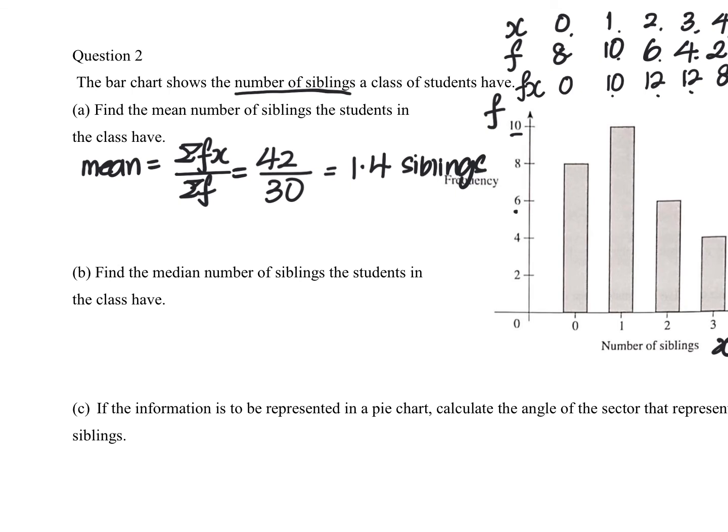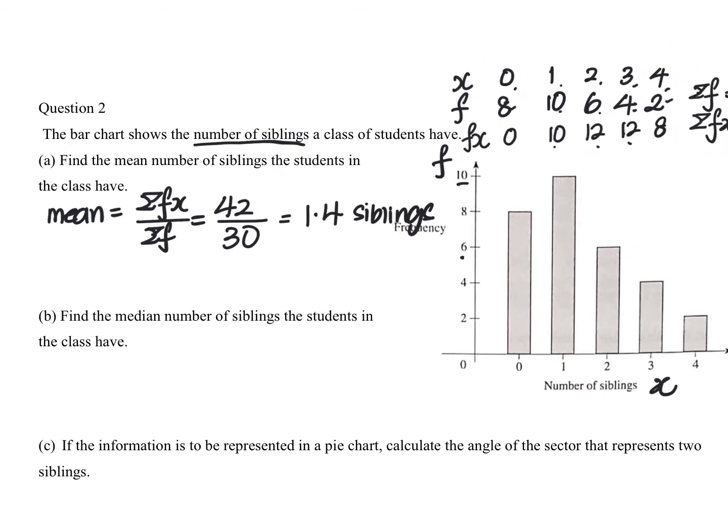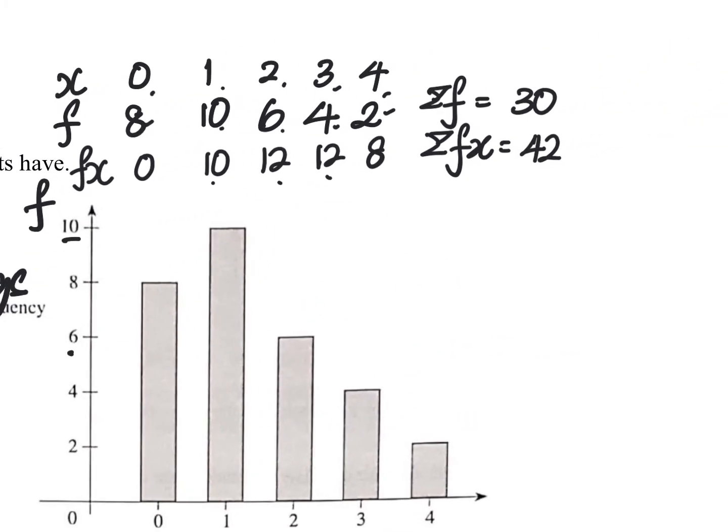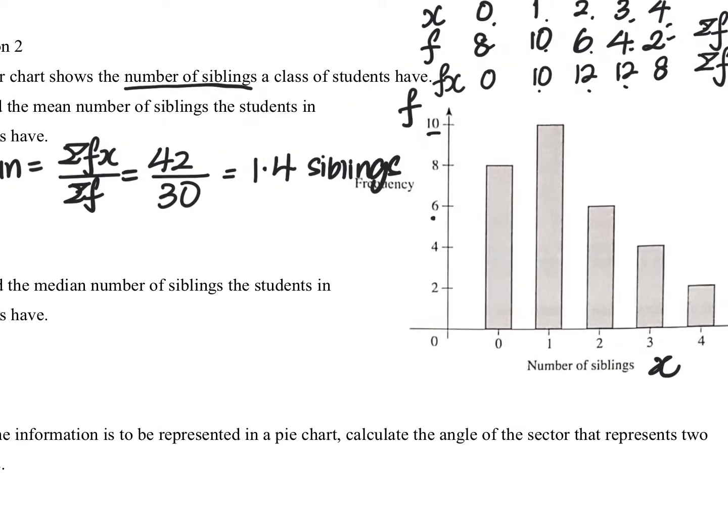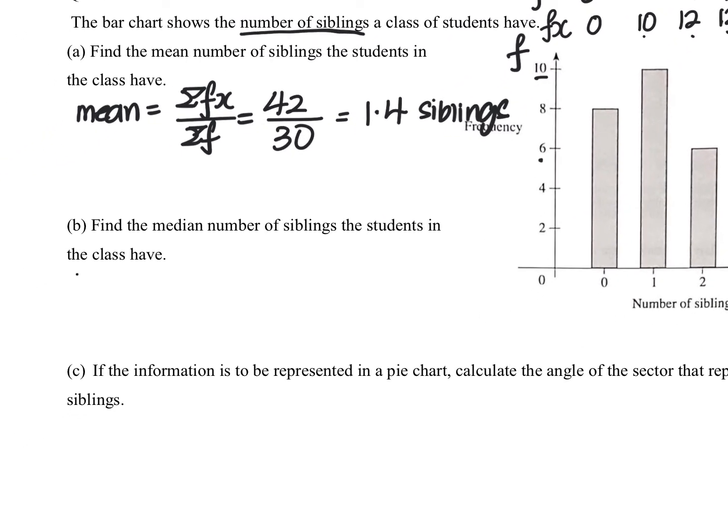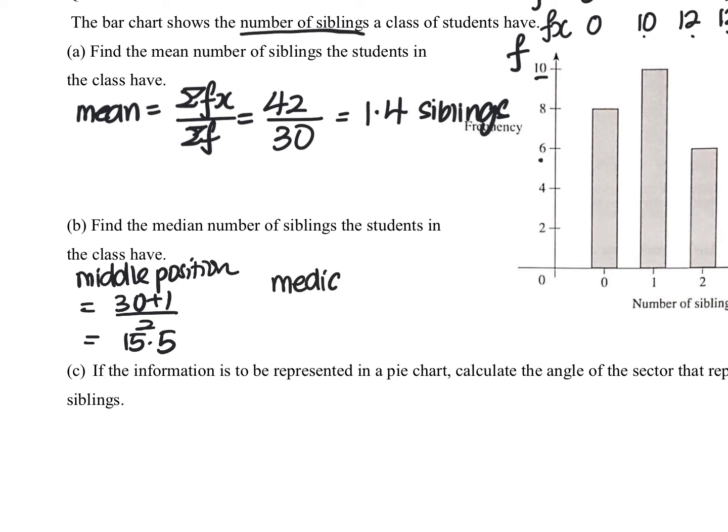Next part, find the median number of siblings that the students have in the class. I already know my total frequency is 30. So I'm going to find my middle position first. The middle position will be 30 plus 1 divided by 2. That gives me 15.5. So I need to find the value for my 15th number and my 16th number, our median. Alright, so where's the 15th number?